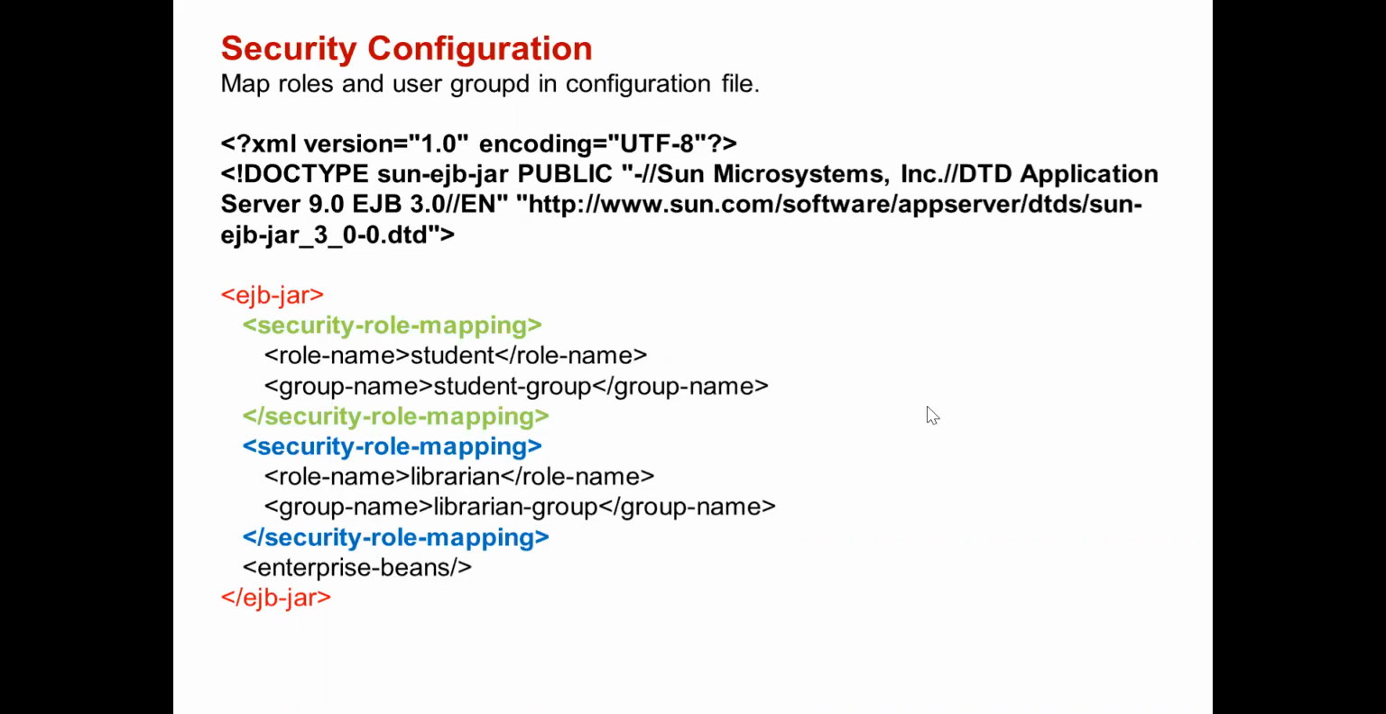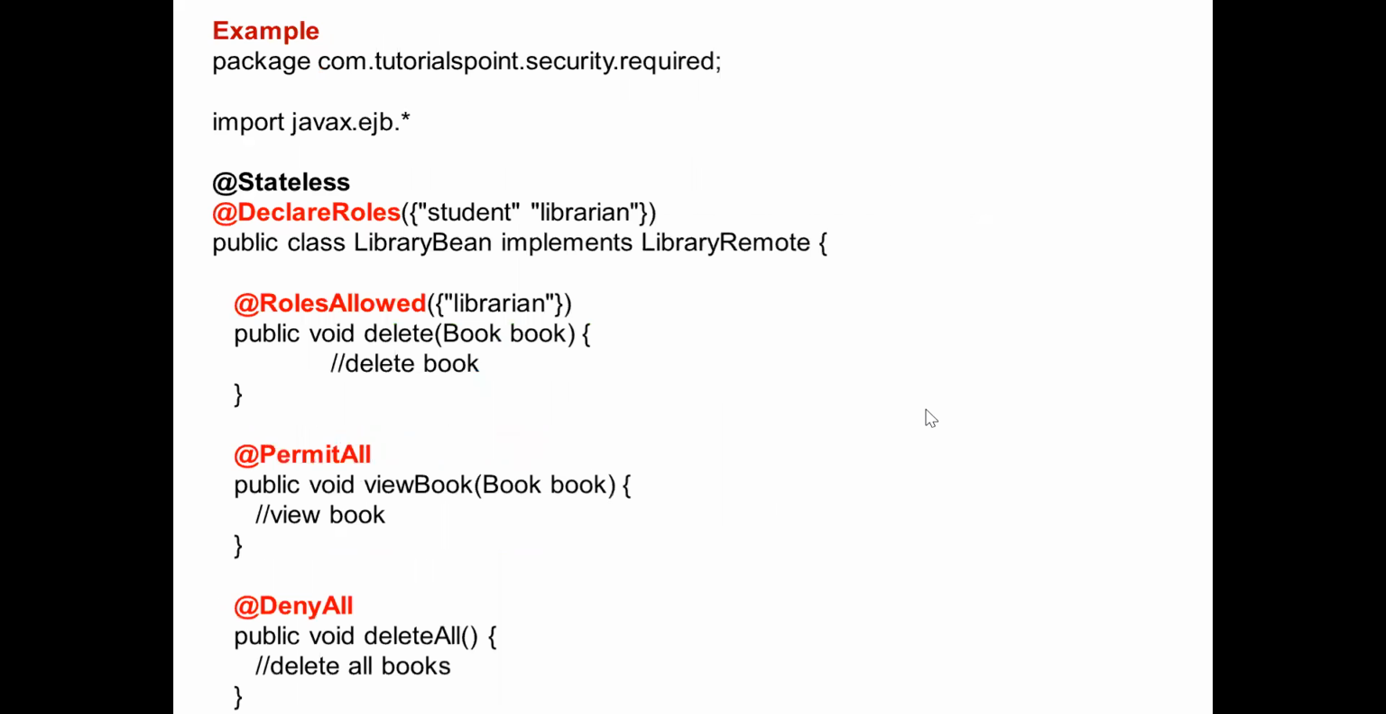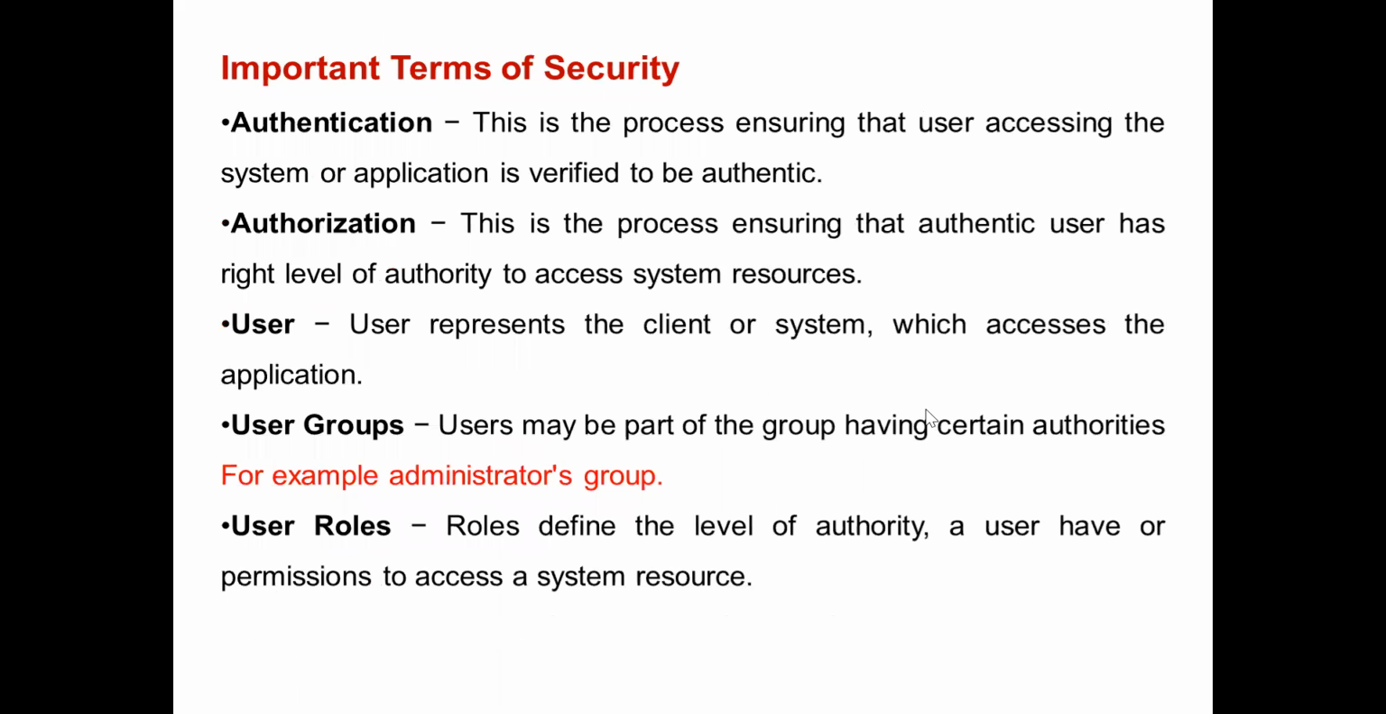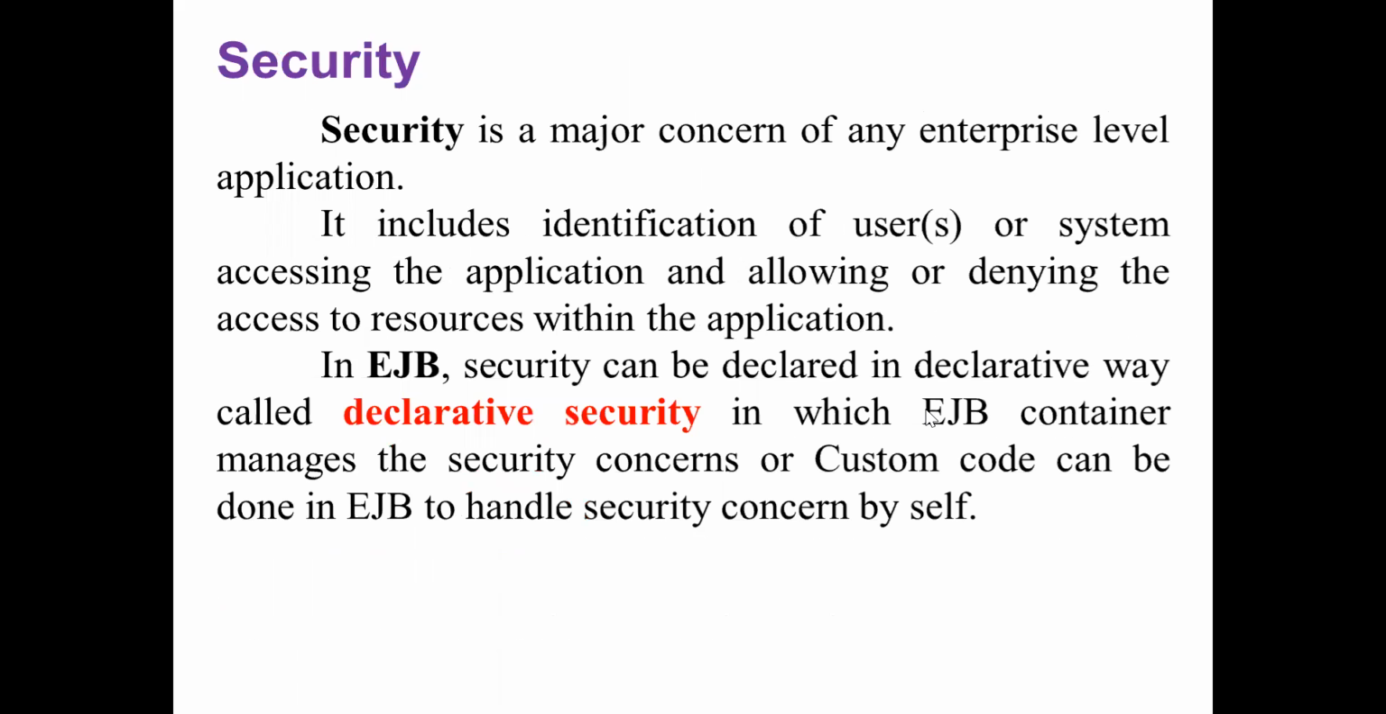So this is an example of how it is written to map whatever you declare in the class or method in the security authentication. So this is the use of using security. This is an example, these are the attributes, and these are the important terms of using security, and this is the definition of security.